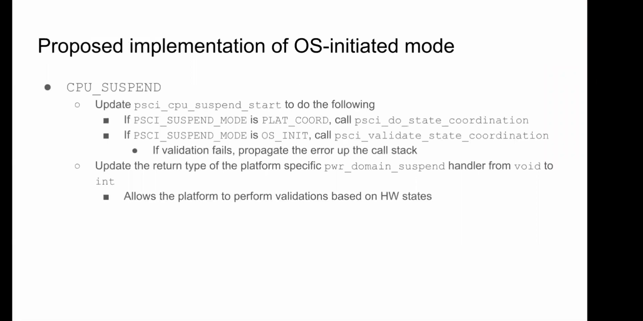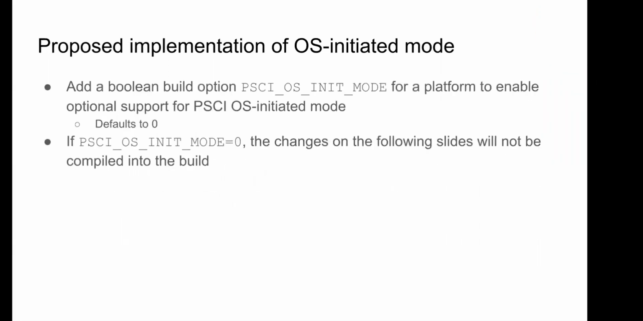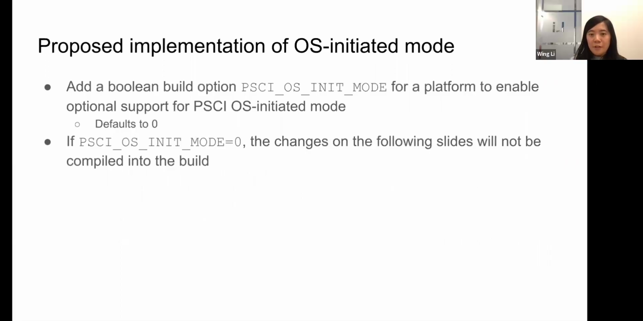And that's it. Any other questions? On the last slide, will the power domain suspend also return an int if you're not using the OSI mode? No, if you're not using OSI mode, it's still going to be void. The function definition will be guarded by that build option here. So for platforms that don't want to use OSI mode, it will work exactly the same, and all the extra code will not even be compiled into their build.